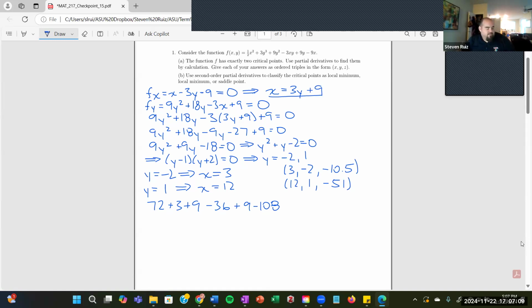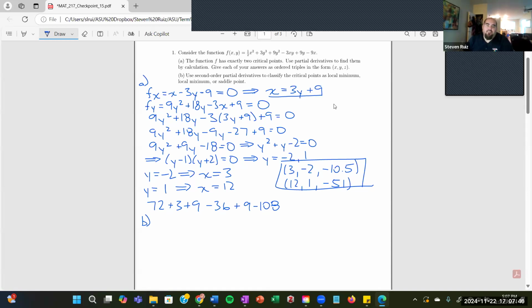All right, so I'm not as confident about the z values as I am about the x and y values, but I am almost certain about the x and y values, which are of far more importance for what we're going to do next. So now we're going to classify those critical values. So how do we classify those values? For part B, we classify these values through the second derivatives or second partial derivatives.